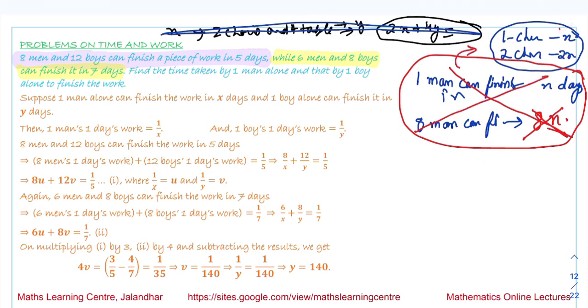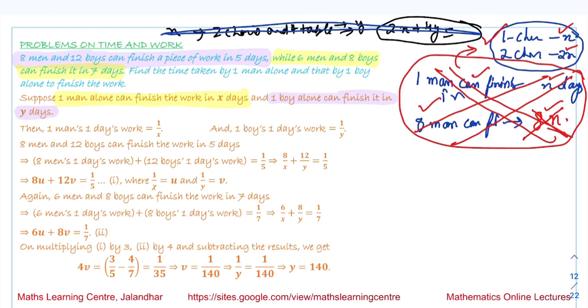Here, the cost of one chair is x, then the cost of two chairs is 2x. But one man can finish the work in x days doesn't mean that 8 men will finish the work in 8x days, because the relationship here is not a direct relation, it is an inverse relation. So you cannot solve these problems in this way. Instead, suppose one man alone can finish the work in x days, and one boy alone can finish the work in y days.